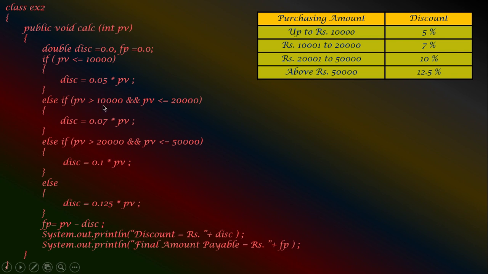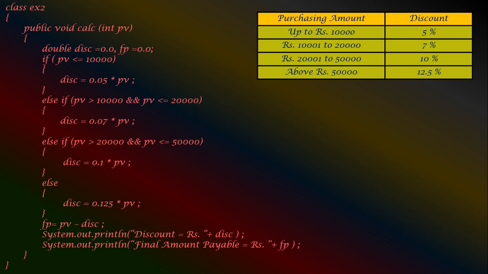Next category: if my purchasing value exceeds the 10,000 mark and is up to 20,000, then I am eligible for 7%. So my discount will be 7% on my purchasing value. In the same manner, if it crosses 20,000 and is up to 50,000, then I am getting a 10% discount. Otherwise, my discount will be 12.5%. The 12.5% means 0.125 into purchasing value. So I have calculated my discount.